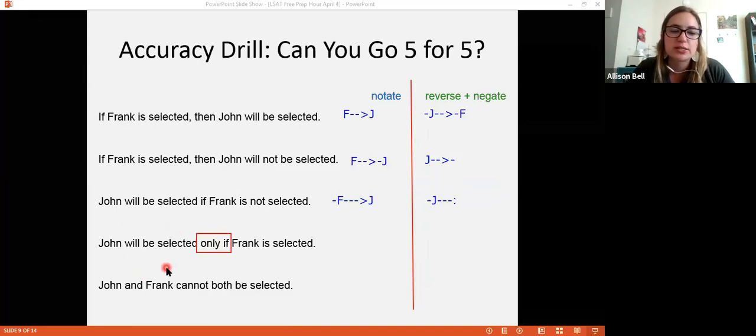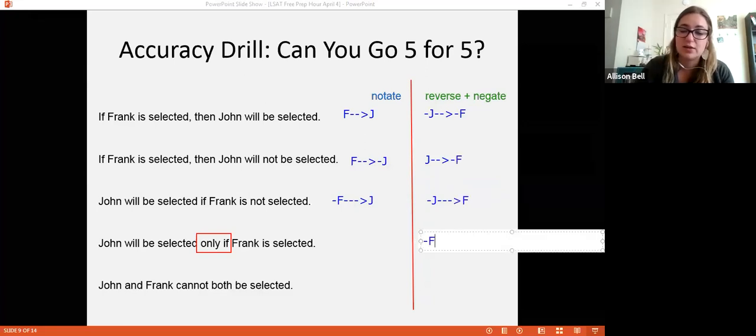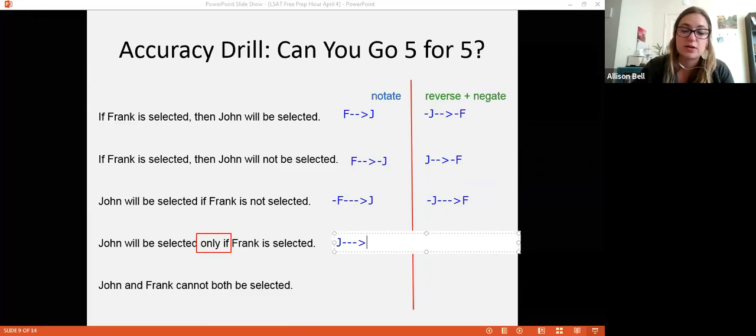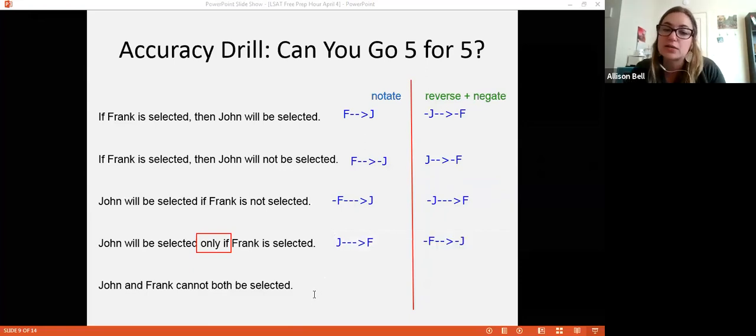What I know for sure is that John will be selected only if Frank is selected. So another way of saying that is the only way John gets in is if Frank gets in. I often think about this the way that Tom thought about it, which is, okay, what if Frank doesn't get in? Then I definitely know that John is not going to get in. That's the contrapositive. I say, okay, if Frank is not selected, then John is not selected. If I take the contrapositive of that, that means that if John is selected, it has to be true that Frank was selected because that's the only way John was selected.